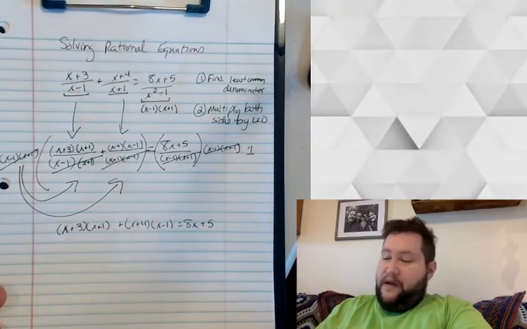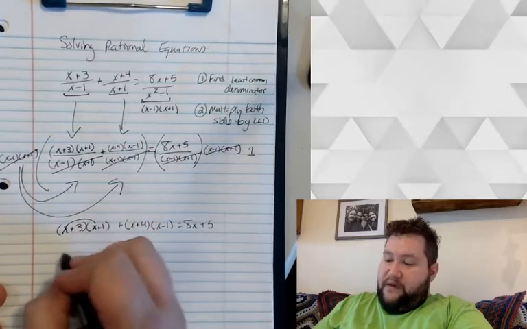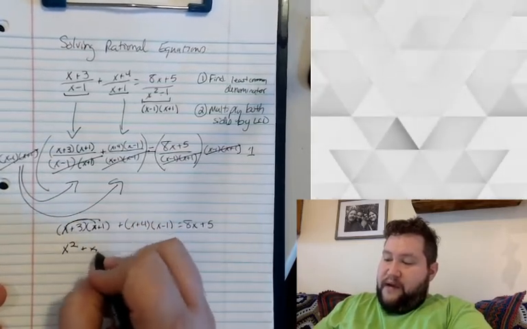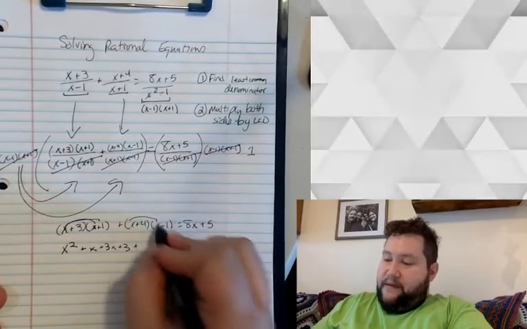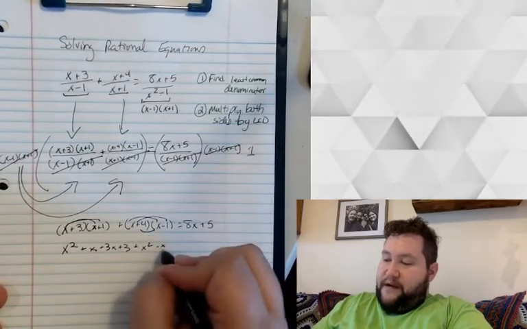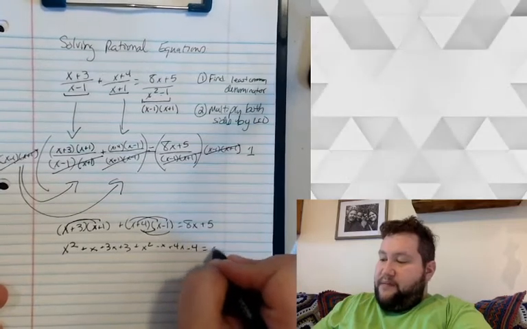And now we can go ahead and work on distribution. x squared, x, 3x, 3, x squared minus x plus 4x minus 4 equals 8x plus 5.